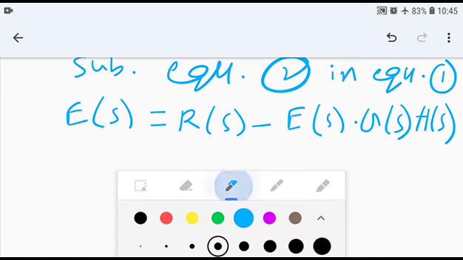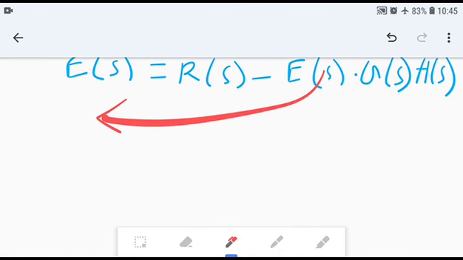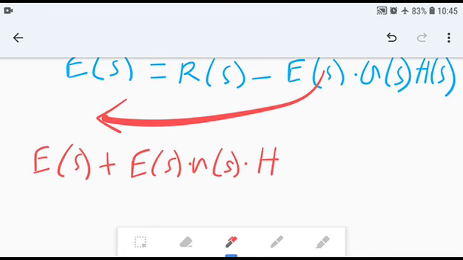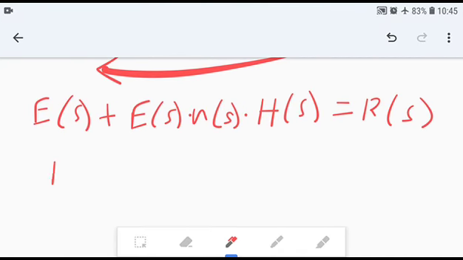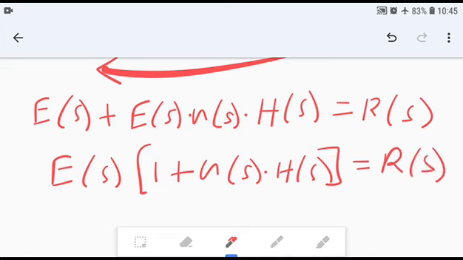Now this negative term on the right hand side we bring to the left hand side. So we get E(s) plus E(s) into G(s) into H(s) equal to R(s). Now take out E(s) common, so we get 1 plus G(s) into H(s) on the left hand side, which is equal to R(s).